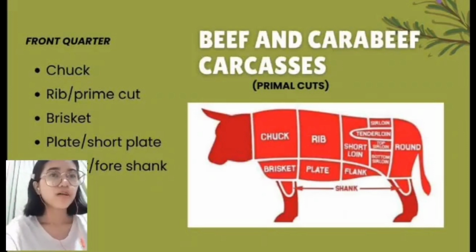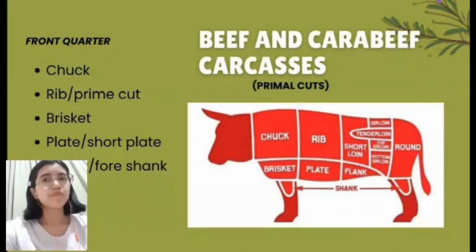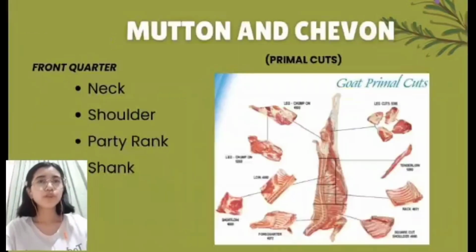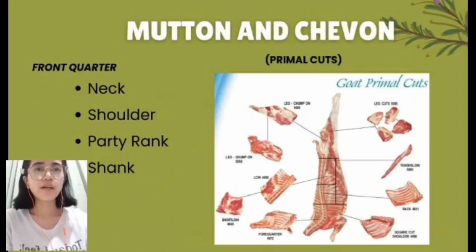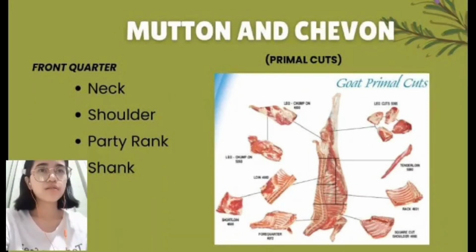So this is the illustration of the words that I've said earlier. Mutton and chevon, front quarter: neck, shoulder, rack, shank. So these are the primal cuts.